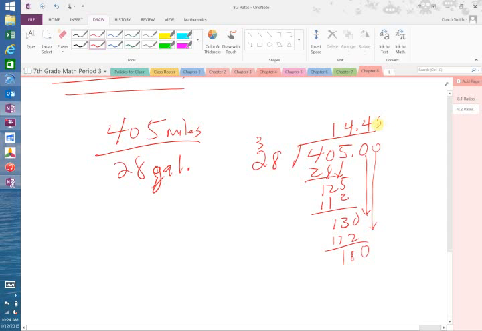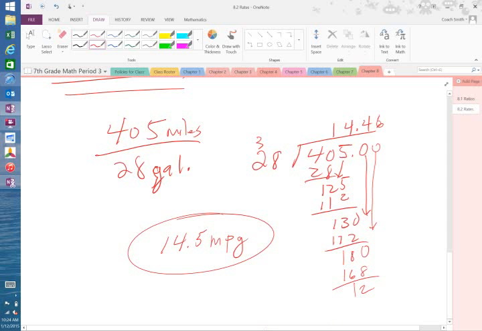180 would be 5. No, actually be 6. Yeah, 6 would be 168, remainder 12. Okay, so it's going to keep repeating, so we'll just say 14.5 miles per gallon. We rounded it to the nearest tenth.